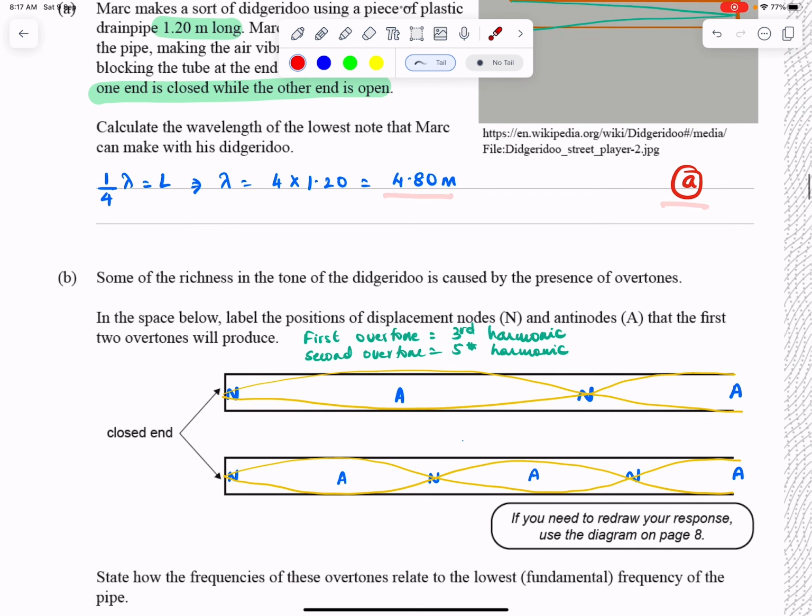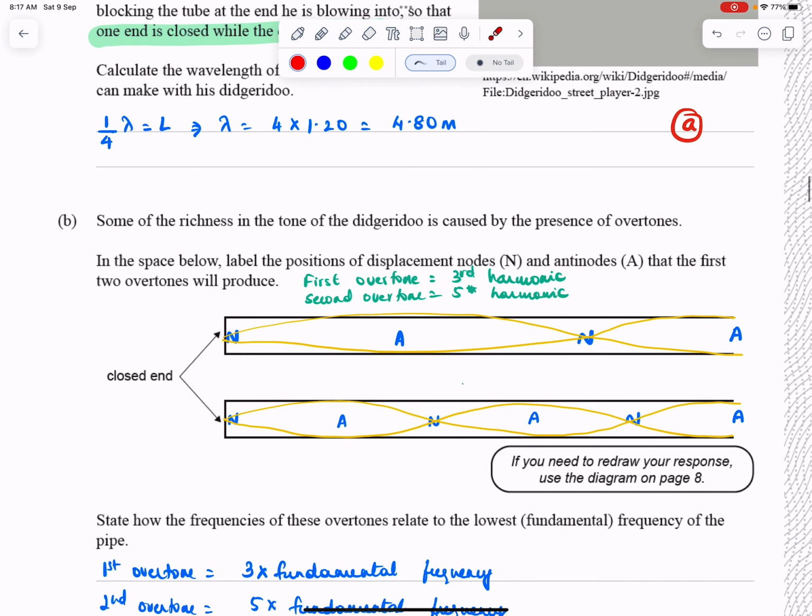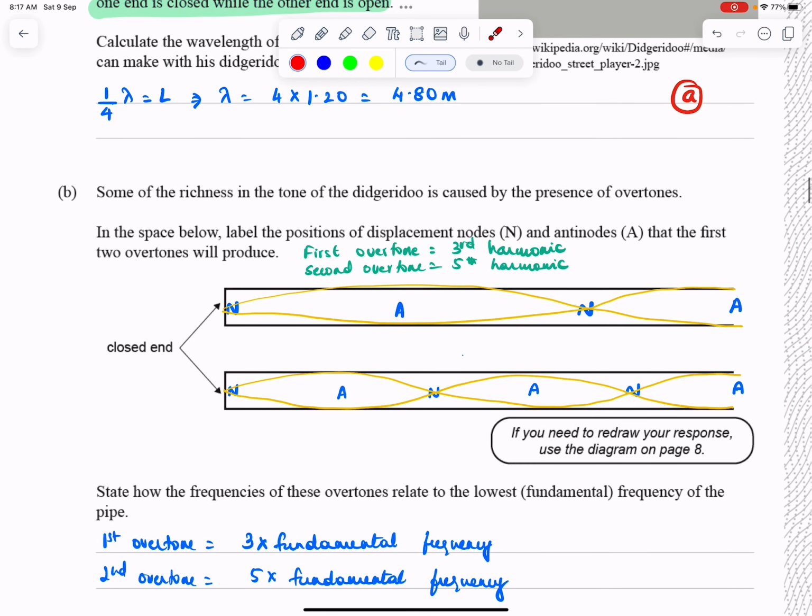Now, some of the richness in the tone of this instrument is caused by the presence of overtones, and draw the first and second overtone. So remember, even numbered harmonics are not produced in a closed pipe. And you don't even have to draw the wave, you just have to label the positions of the nodes and antinodes. But I kind of just drew the wave as well, so that you get an idea of what sort of wave is produced. So you always have to have nodes at the closed end, antinodes at the open end. Your first overtone is the third harmonic, and the second overtone is the fifth harmonic.